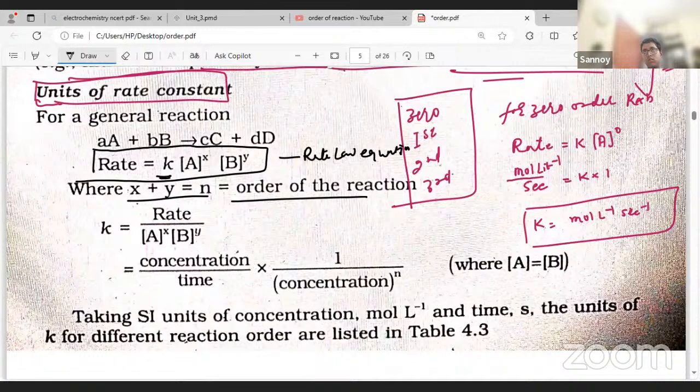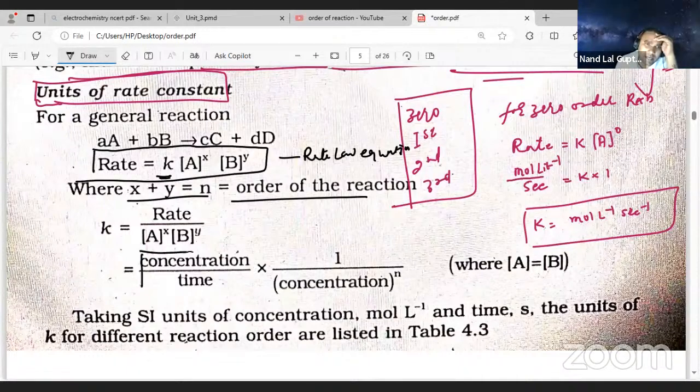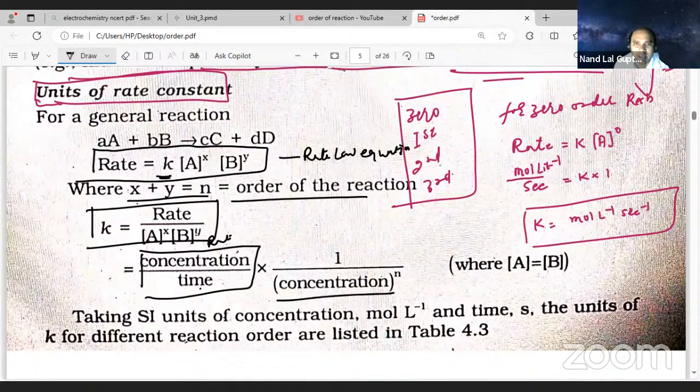Yes, sir. Now, rate means what? Change in concentration upon time. This term is the rate. And for A and B, we expanded this form, so 1 upon concentration power n, and n is the sum of x plus y. This is the general equation they make.